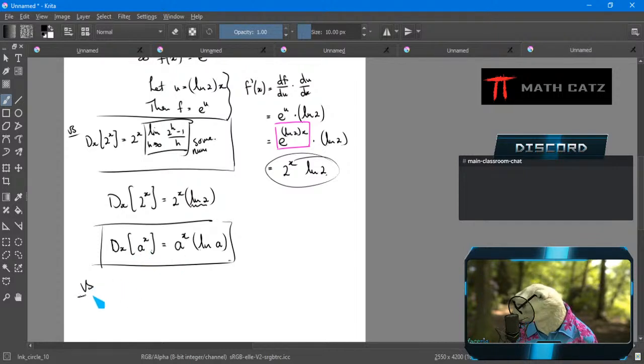Now compare this to the derivative of e to the x. My pen looks weird.